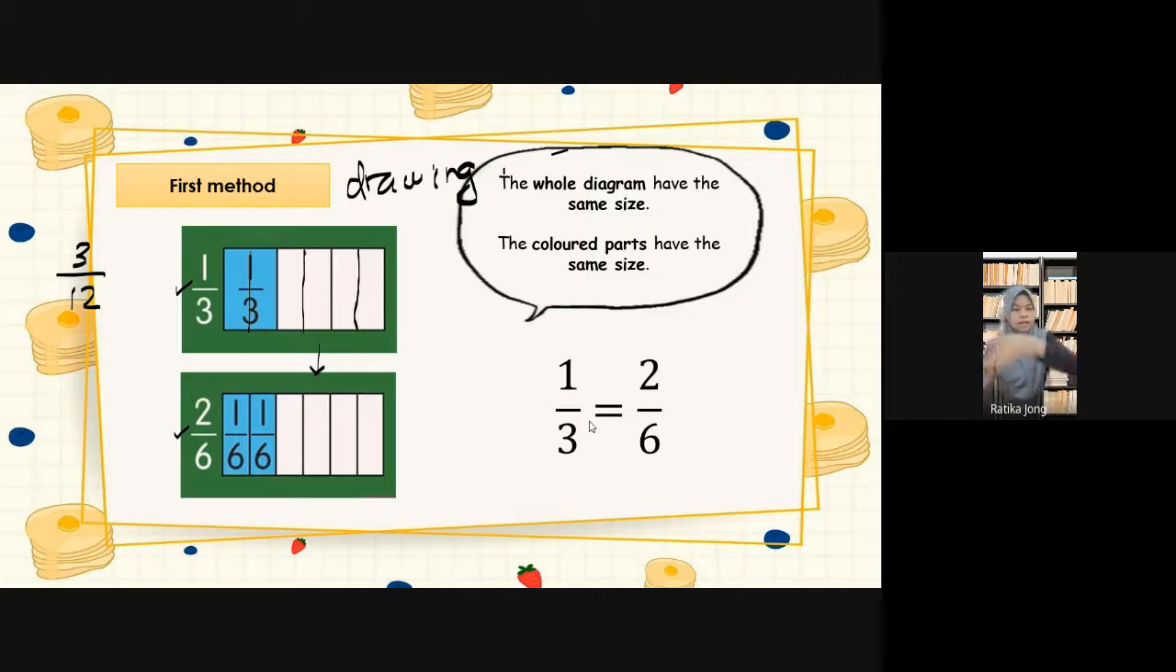Okay, so 2 over 6 is equivalent to 1 over 3. Nombornya berlainan. This is 2 over 6. This is 1 over 3. But they have the same size. Okay, bilang size-nya sama. Okay, next.